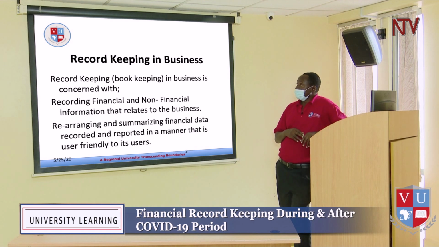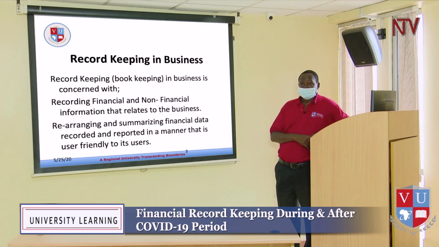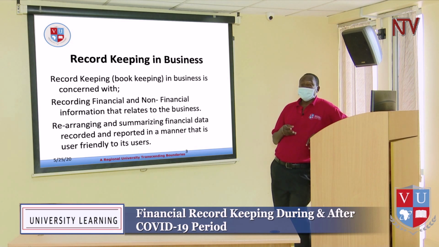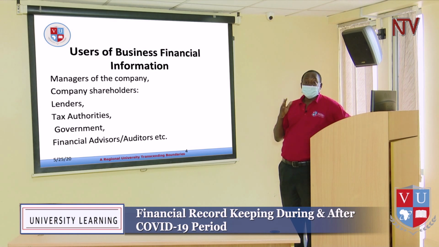Now, who are those interested in the business financial information that we compile? First are the managers of the company. They need to be sure how they are performing. They need to have a record of who their customers are, and so we must keep a record to make sure that when they need this information, they can easily access it. Then very important are the shareholders. At the end of the period, shareholders want to know how they are performing. Are they making a profit or are they making a loss?